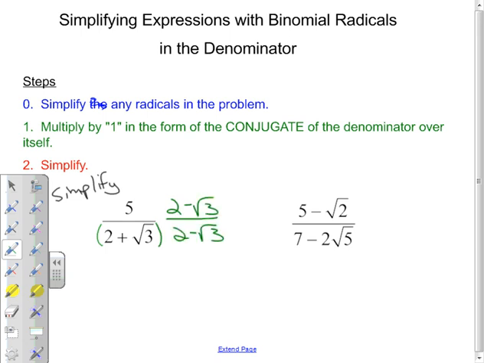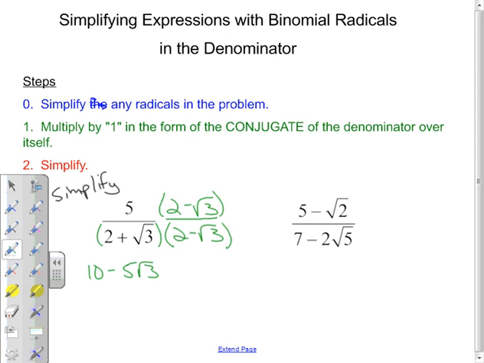So when I do that, you see me writing in these parentheses for the multiplication because it's going to create a distribution on top and a FOIL problem on bottom. Okay? So I'm going to do that multiplication now, and I'm going to get 5 times 2 is 10, and 5 times negative root 3 is 5 root 3. Having the radical on top in the numerator, totally fine.